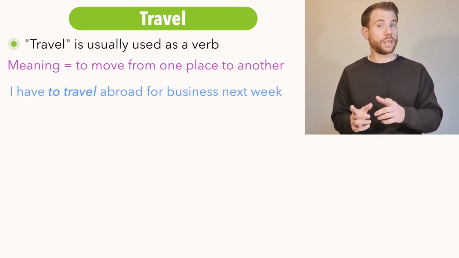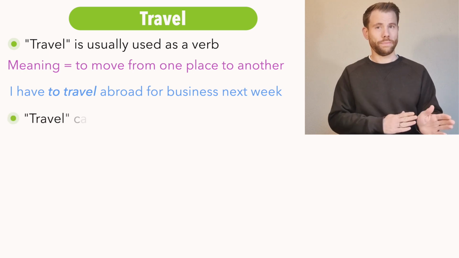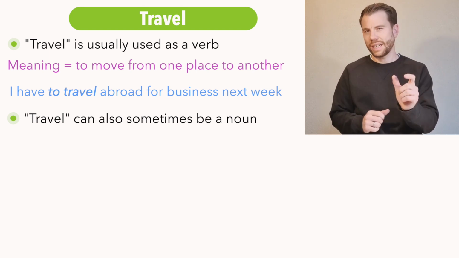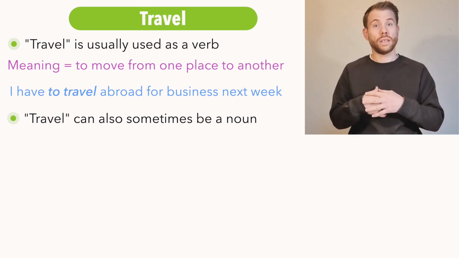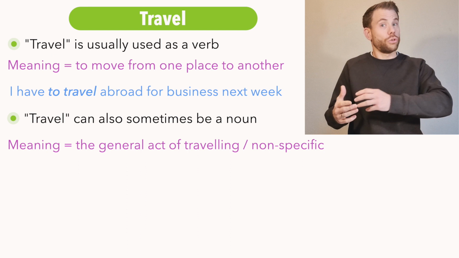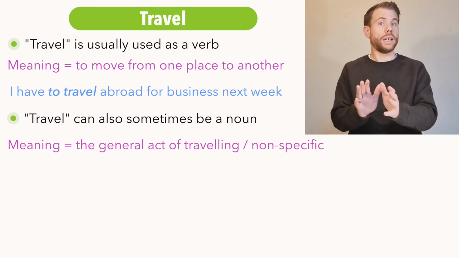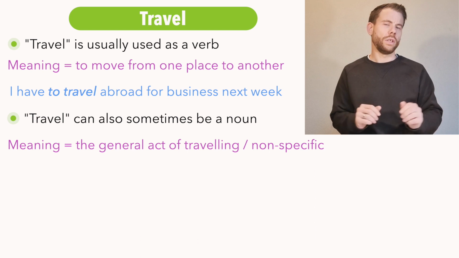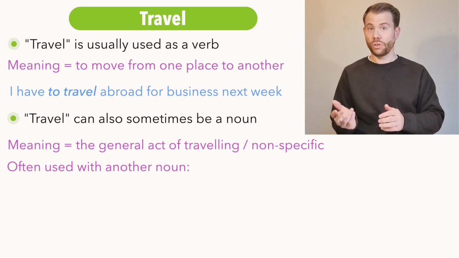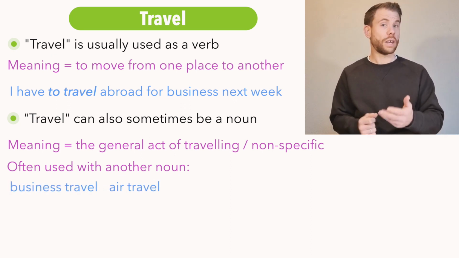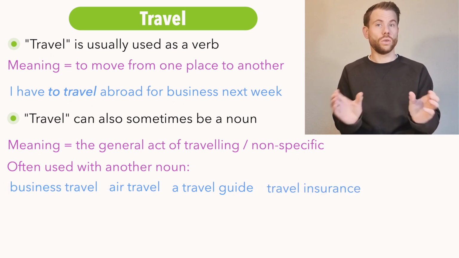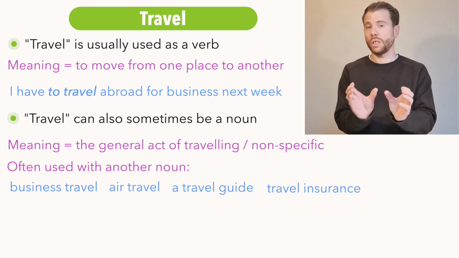But in some circumstances, it can also be a noun. But this is normally when you're speaking in general. And if you use the word travel as a noun like this, you're speaking about the act of traveling in general. It's not one specific occasion when you traveled as a verb. And it's normally used in combination with another noun. For example, business travel, air travel, a travel guide, travel insurance. So these are very common collocations or combinations of words which live together.